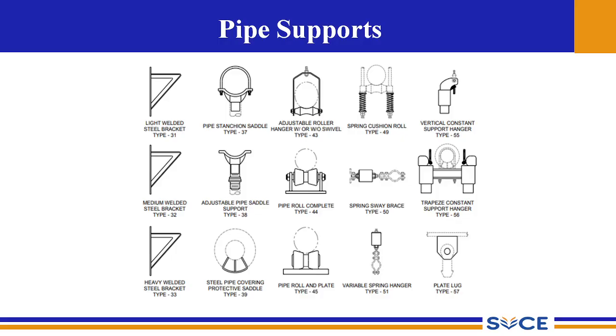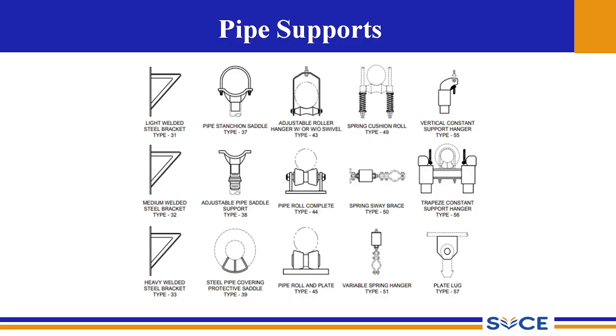Then type 38 is the adjustable pipe saddle support. The adjustable pipe saddle support is a device with a curved base, and this is provided for vertical adjustments. So the pipe cradles the horizontal pipe, which is threaded into the nominal diameter pipe stanchion. This device will provide the vertical adjustable support.